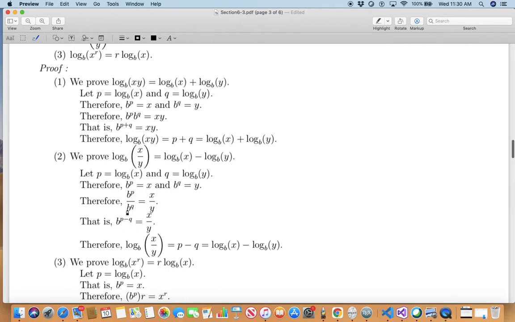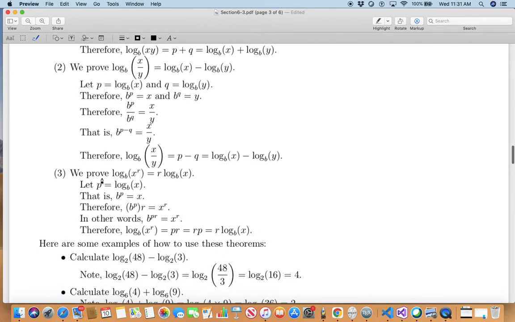That's what happens. You have the same base, different powers. So what does this mean? This means log base b of x over y is P minus Q. But P itself is log base b x, Q itself is log base b of y. We have our result.